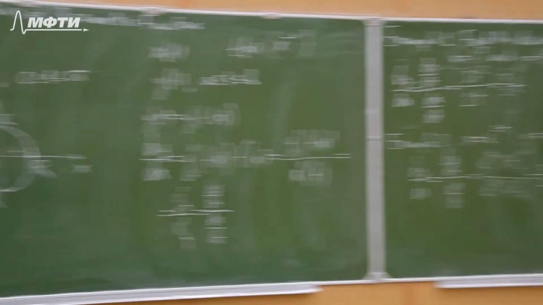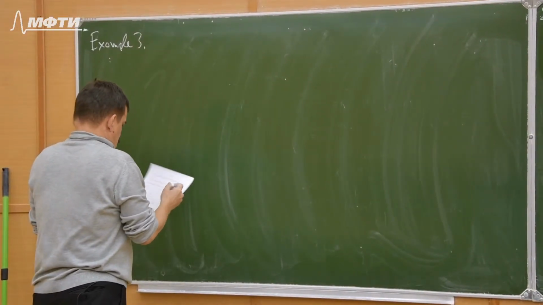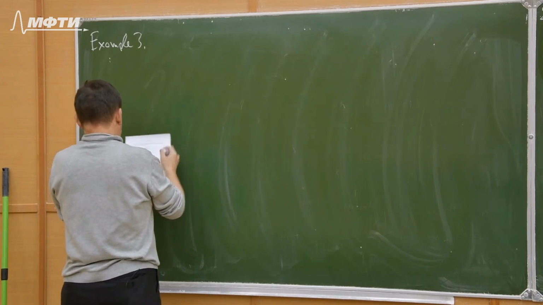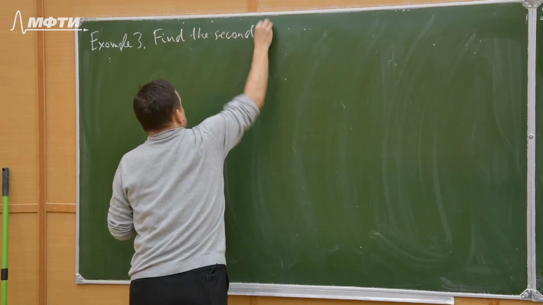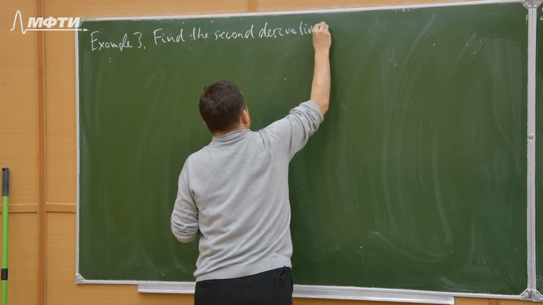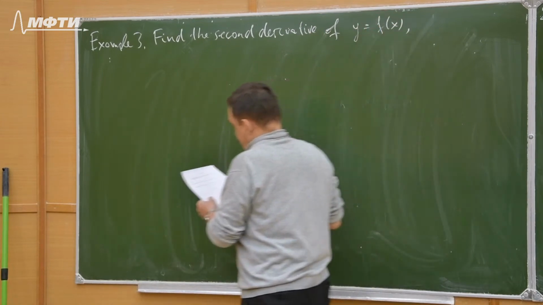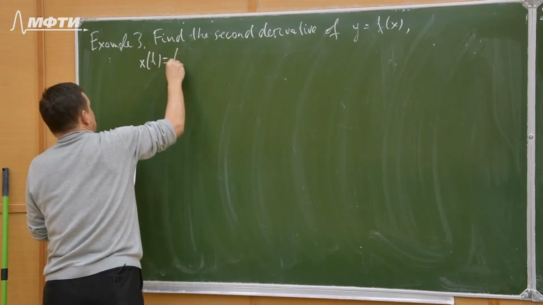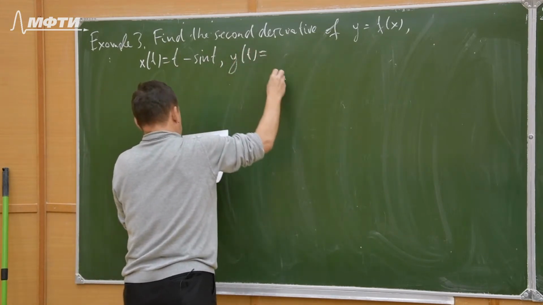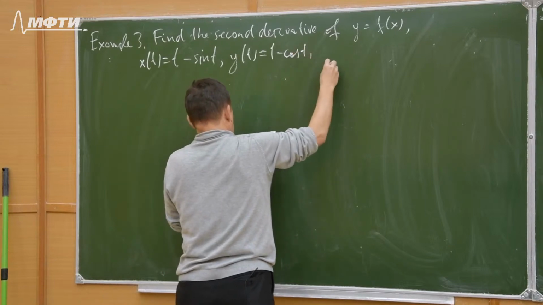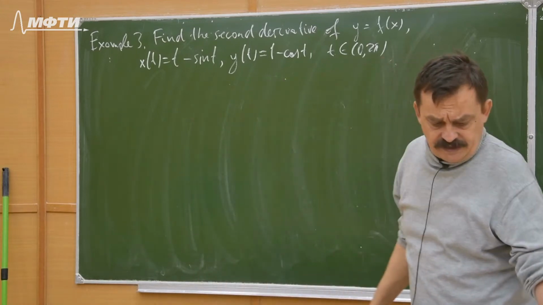So, example 3 then. There is no question here, so find the second derivative of y equals f of x, where x of t is t minus sine t, y of t is 1 minus cosine t, t from 0 to 2 pi. That is the so-called cycloid.